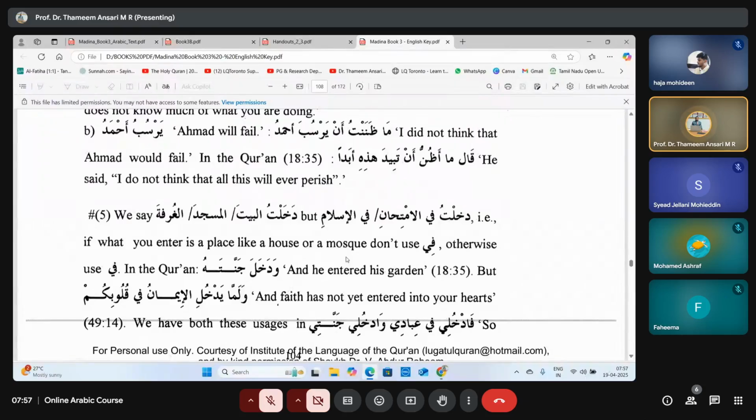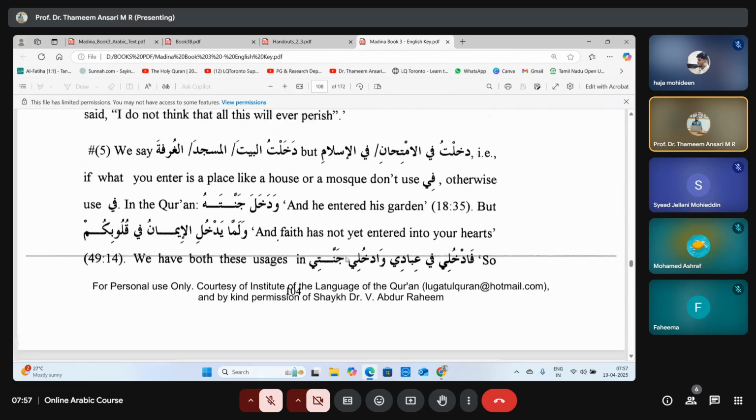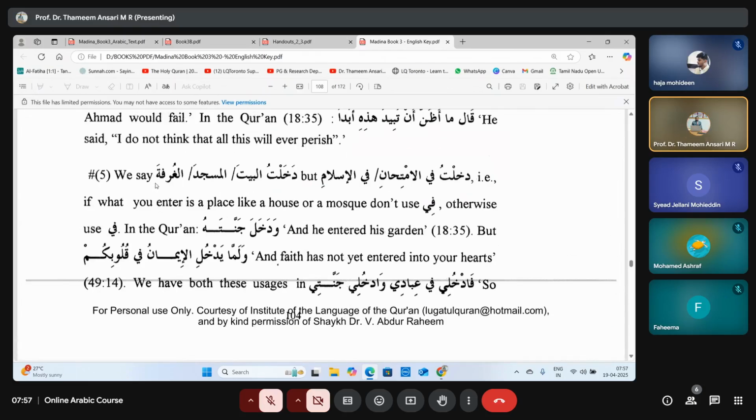Point number 5 is very important. That is using of the verb dakhala. We say dakhaltul bayta or dakhaltul masjida or dakhaltul ghurfata. But dakhaltu fil imtihani, dakhaltu fil islami. That is, if what you enter is a place like a house or a mosque, you don't use fi.